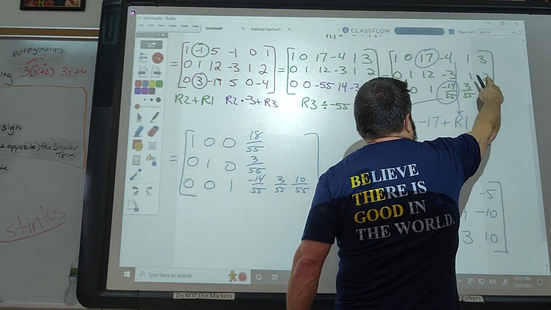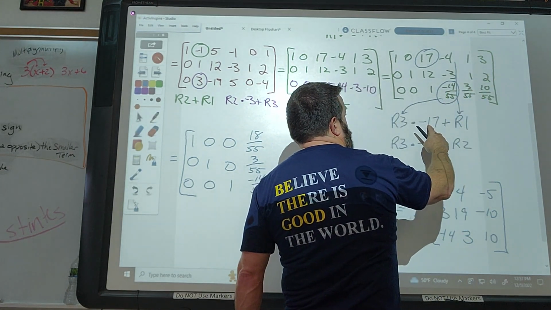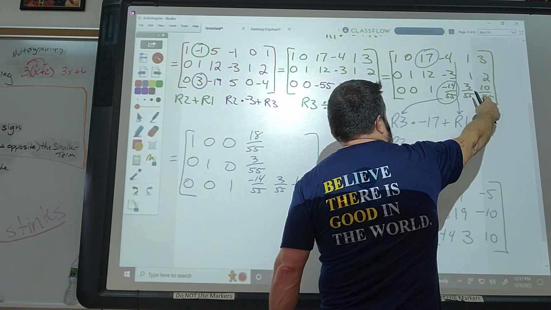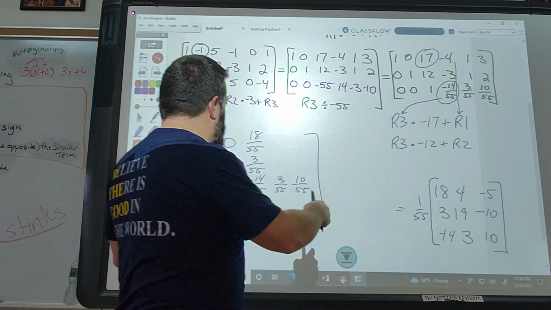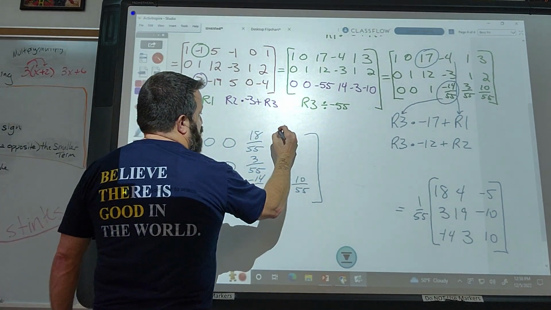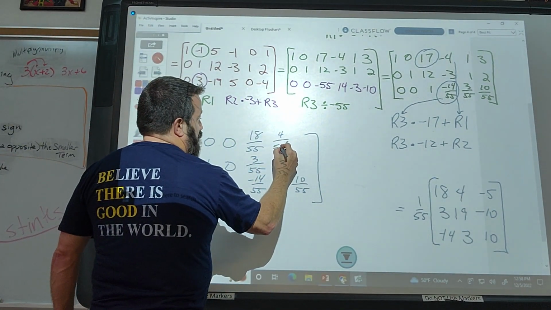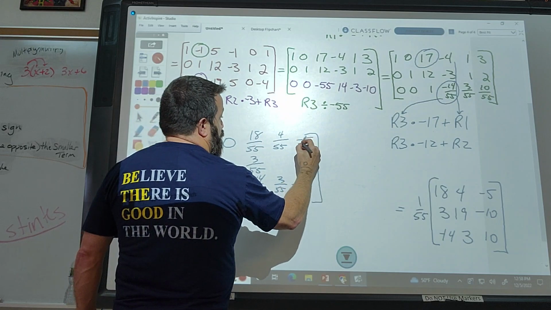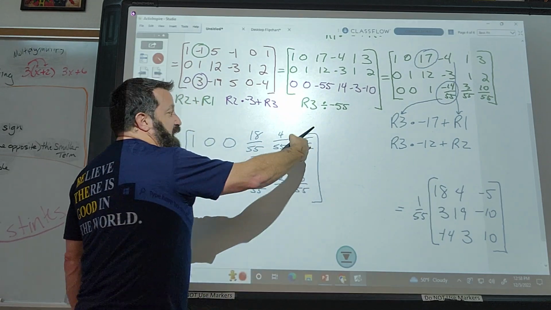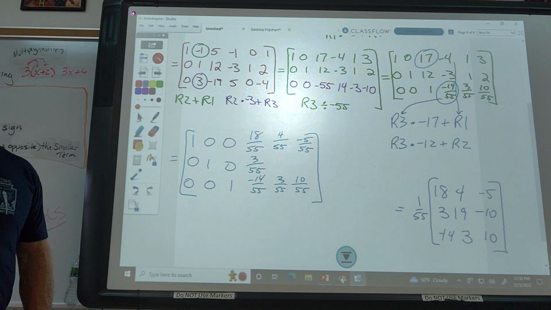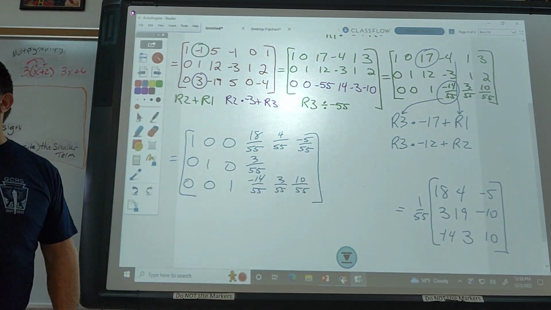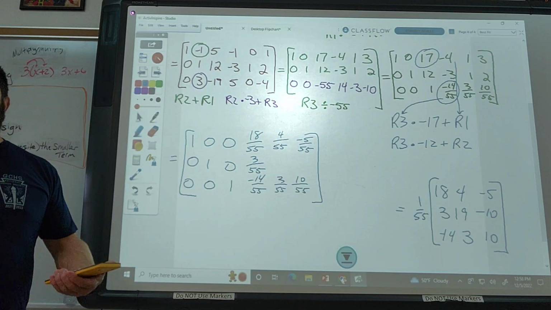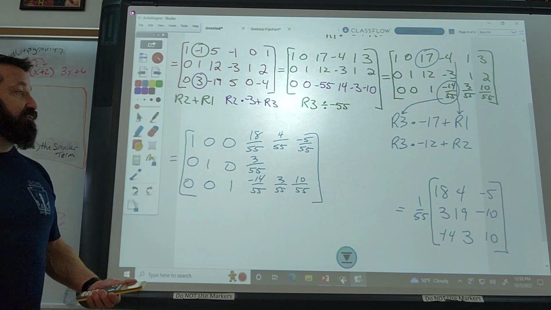And I'm going to take, or I'm sorry, 10 over 55 times negative 17 and add it to 3, and so forth. As I do that, what I'm going to end up with here is 4 over 55, negative 5 over 55. Now my calculator is going to give me negative 1 over 11, but I want it to have a denominator of 55. So all I do is multiply the top and the bottom by 5, okay?